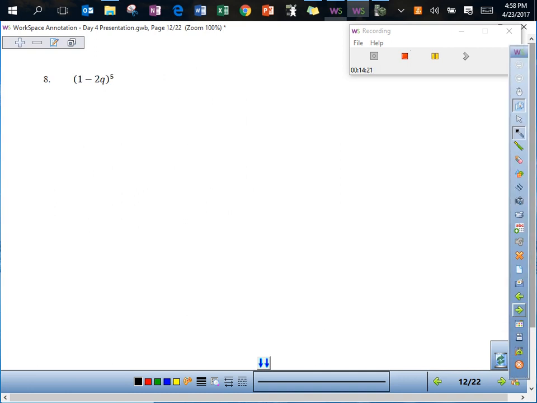Come over to your number 8 if you would. I'm going to do number 8 with you. We will not do number 9 because these take a little bit of time. But once again, you will look at your Pascal's triangle note card. You will look at row 5, and you will see that those coefficients go 1, 5, 10, 10, 5, 1.